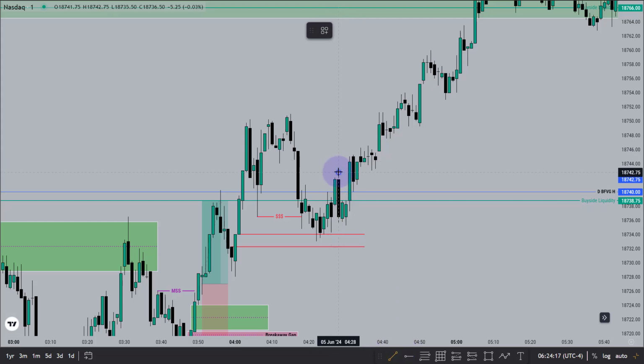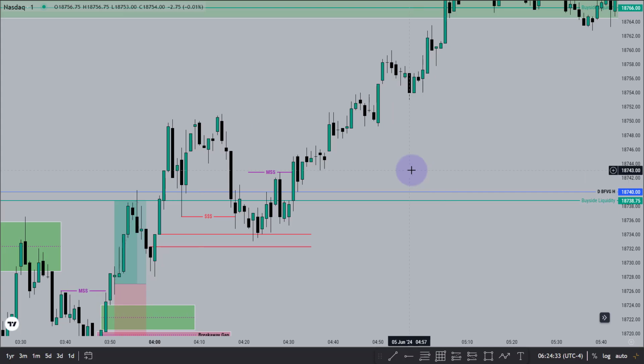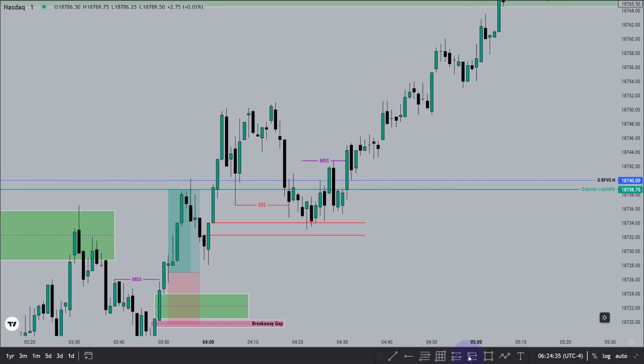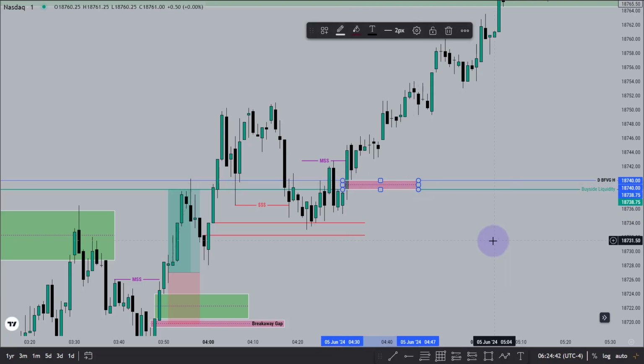Let me mark it. This is your market structure shift. Okay. You can say, brother, this is also a market structure shift. Yeah, I agree with you. This is also a market structure shift, but there is no fair value gap, so this one is not valid. Okay, it's not valid. Instead of that, you have to mark this one as your market structure shift. Now, after shifting the market structure, do you have any fair value gap? Obviously, you have a fair value gap. There is your fair value gap. Okay, this is your fair value gap.